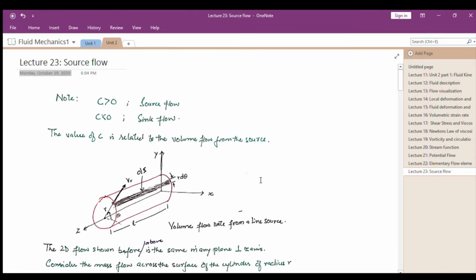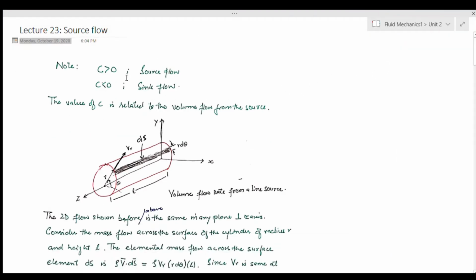Now today we are going to talk about what this c is. That would be our lecture today. What is this constant c, where did we get it from, and how can we get some idea about it, how it can be calculated?